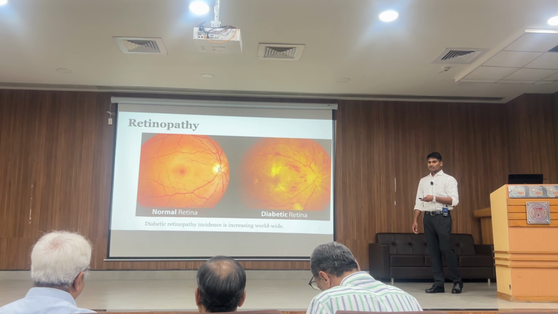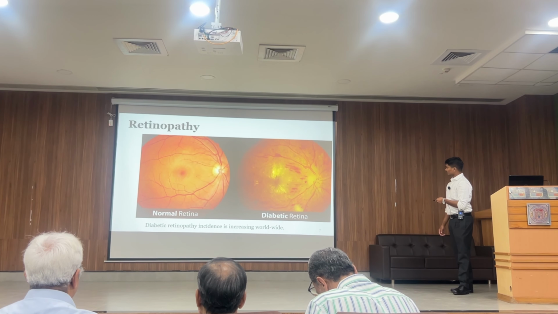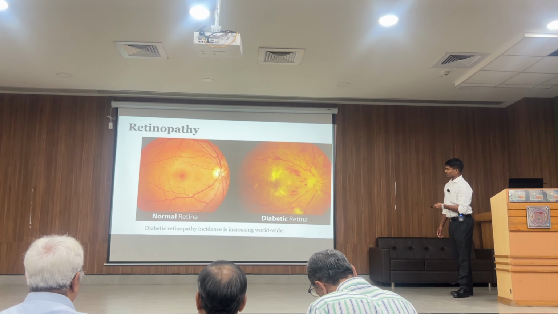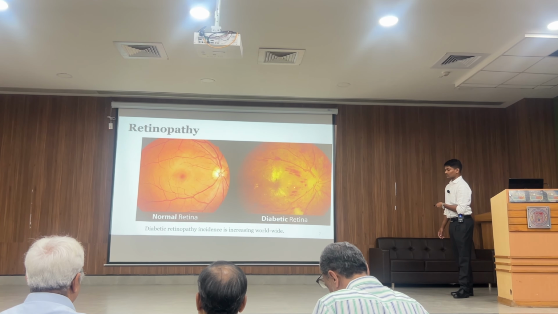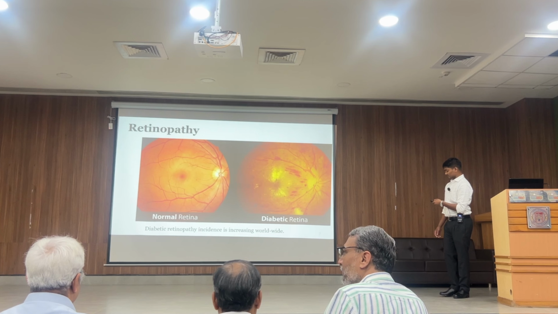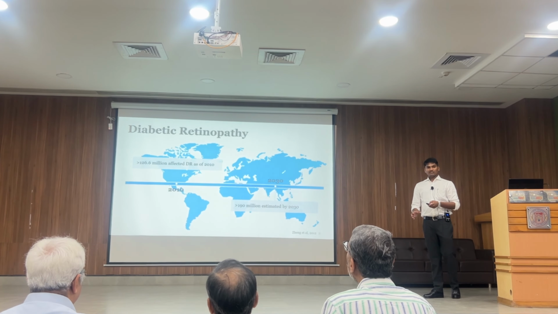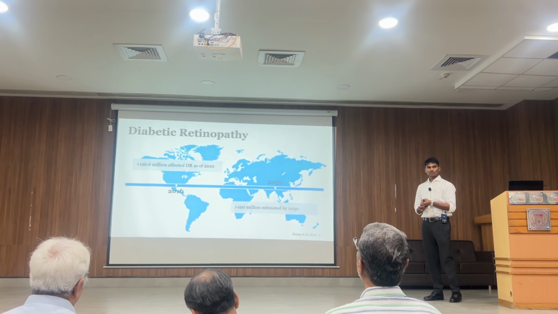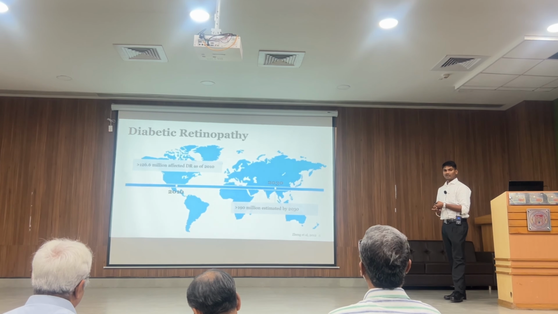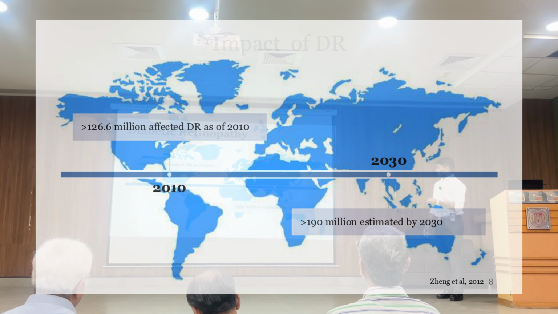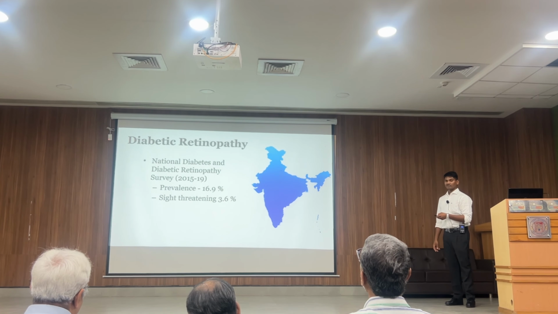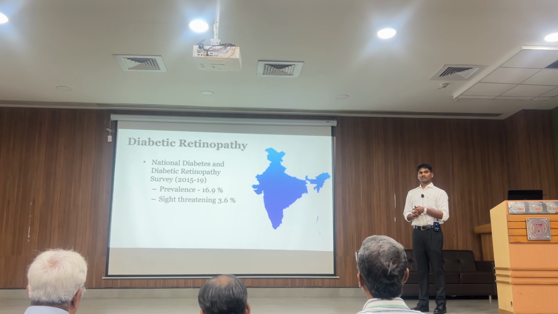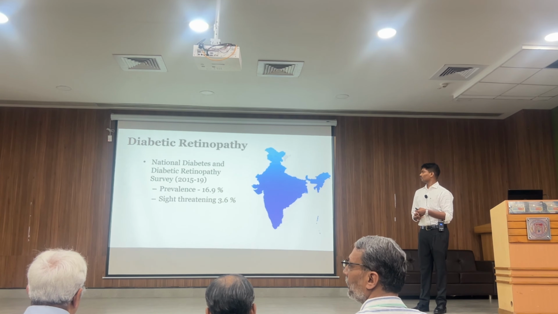From this picture also we can see a comparison of the normal retina with a diabetic retina fundus view. Here we can see blood hemorrhages, degenerated protein, abnormal blood vessel formation and many other things. When we talk about the impact of diabetic retinopathy at the worldwide level, it is estimated that by the year 2030 it will be about 200 million. At the India level, it is about 17%.